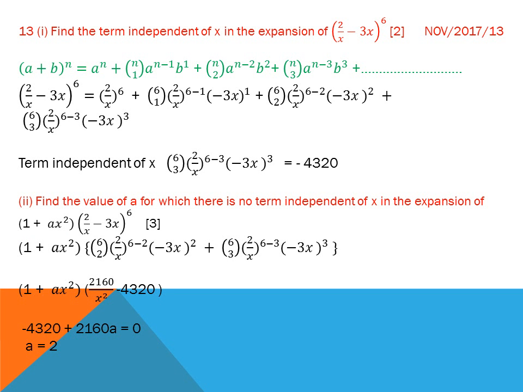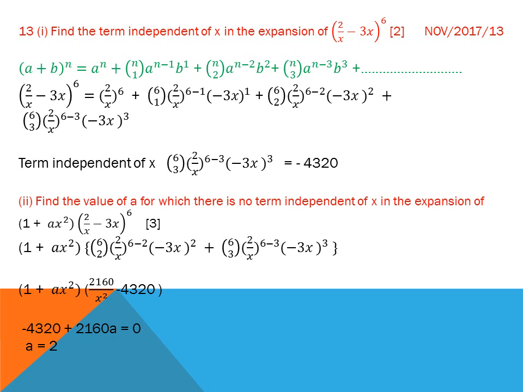Question number 30. Find the term independent of x in the expression. Same as the previous question, only a little bit different: 2 over x minus 3x is changed. In the previous question the power is 9, but here the power is 6. The previous question carried 3 marks, but here 2 marks because it's a little bit easier. For 2 over x minus 3x, I apply the formula: (2/x)^6, 6c1 (2/x)^(6-1) (-3x), 6c2 (2/x)^(6-2) (-3x)^2, plus 6c3.